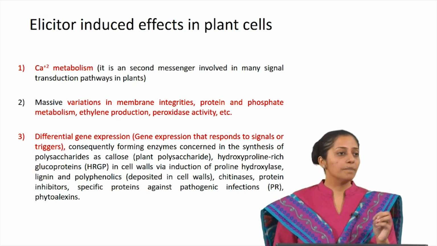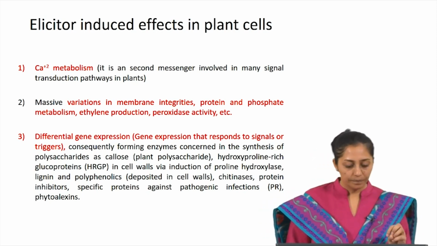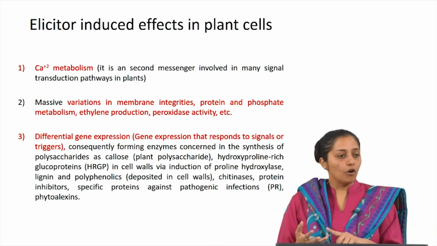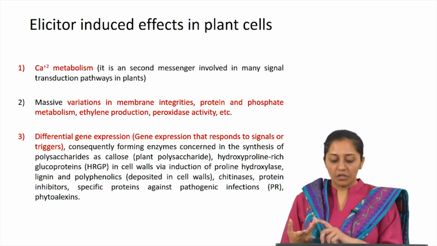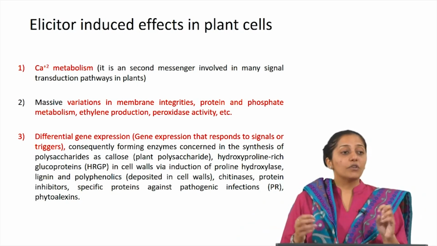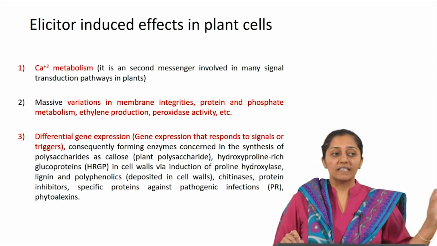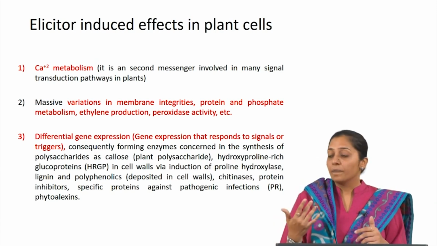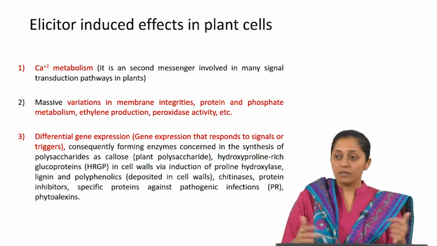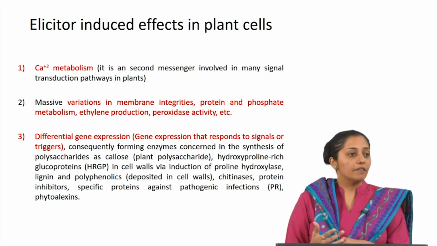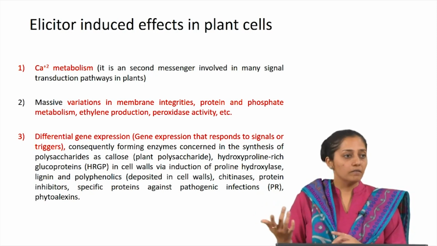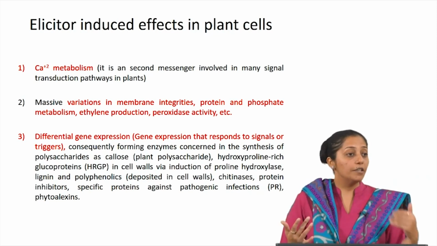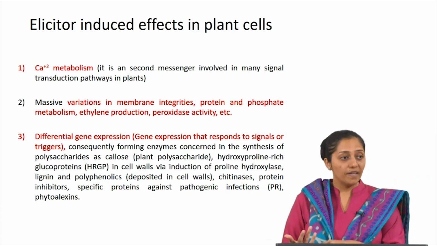So, calcium metabolism, cyclic AMP is involved in that. So, massive variation in membrane integrities, protein and phosphate metabolism, ethylene production, peroxidase activities. Now, these are the different ways in which an elicitor impacts the secondary metabolism inside the cell. It can give rise to more reactive oxygen species, which means peroxidase metabolism. It can give rise to signaling molecules like ethylene, which we have already learnt now in the signaling your secondary metabolism, defense, induced defense or acquired defense.